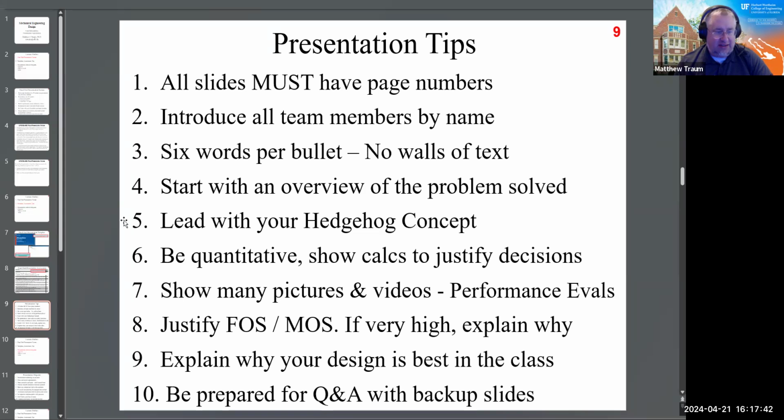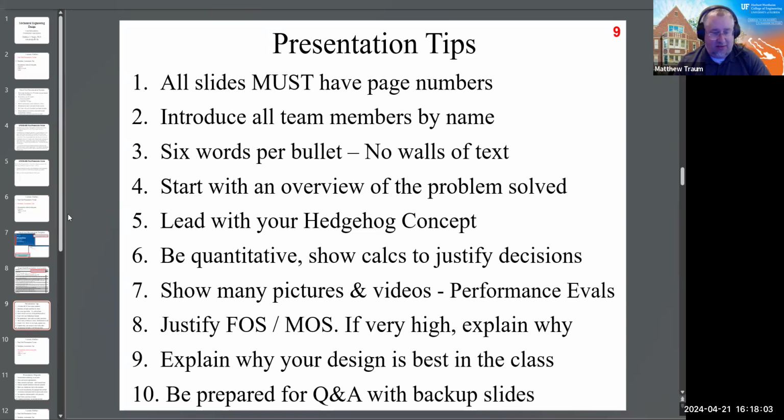Number 5 is lead with your hedgehog concept. We started the class with hedgehog concepts and we are going to end with hedgehog concepts because frankly, this is the most important part of the entire engineering design process. You come up with your hedgehog concept, which governs the entire design philosophy of your product. And you really need to demonstrate that you stuck to that.